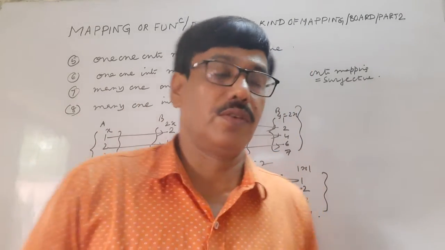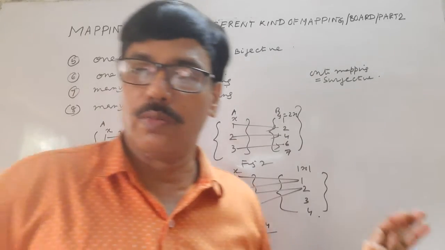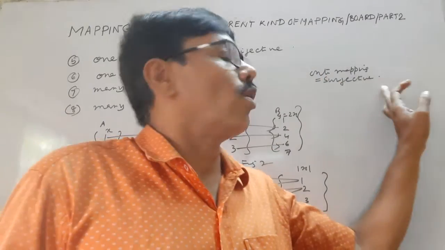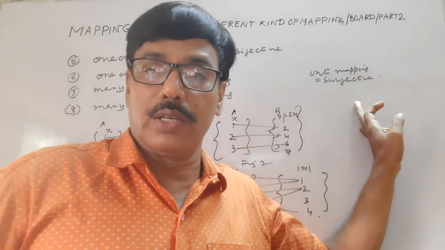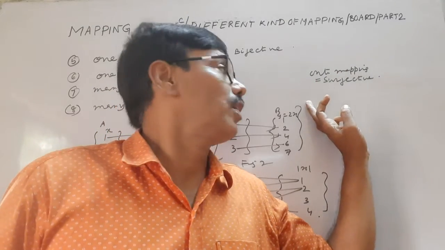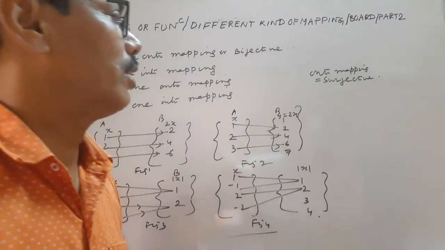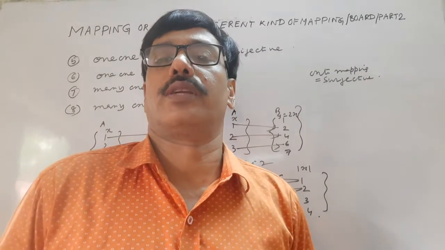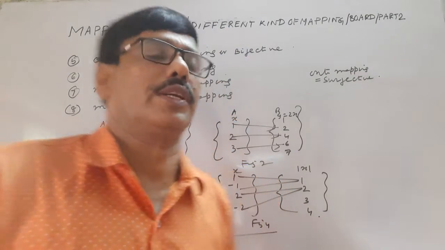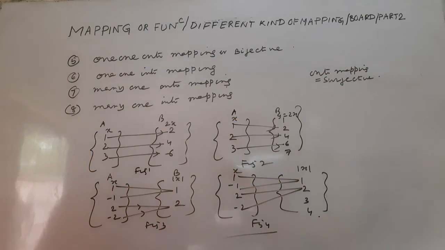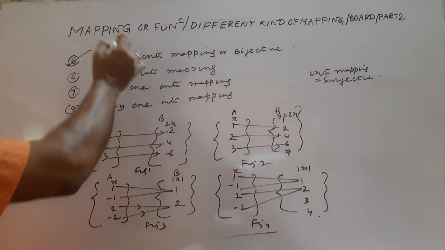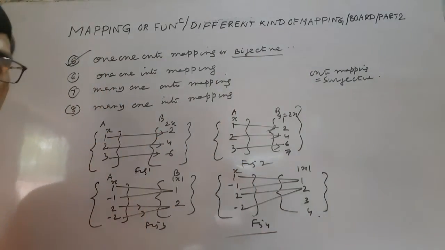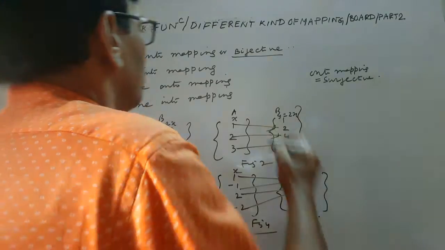Now we are discussing different kinds of mapping. Onto mapping, into mapping. Onto mapping is also called surjective mapping. You remember this one. Then one-one mapping and many one mapping. Now with the help of these 4 mappings, we can also define 4 more mappings. So mapping number 5: one-one onto mapping or bijective mapping. So what is one-one onto?